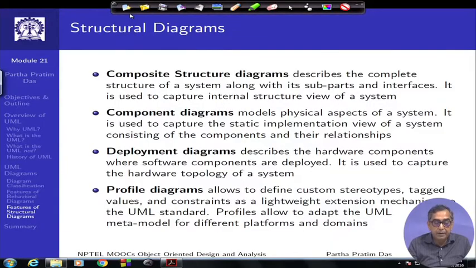Finally, profile diagram is an auxiliary one, which talks about what kind of profile. For example, if you are implementing on Java, would you like to use J2EE or would you be using J2ME. If you are using J2ME, would you use an Android profile or an iOS profile. So, these kinds of information are often shared in terms of the profile diagram.